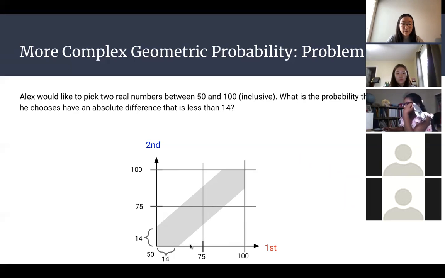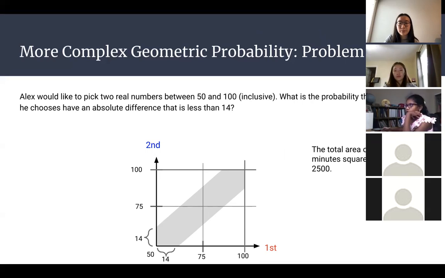And you can also kind of see this, like there's not enough units on this graph, but if you imagine 62 being right here. But anyway, we use the same strategy to solve this. So the total area of the graph is going to be 50 times 50, which is 2,500. Okay, and then now think about the triangles.